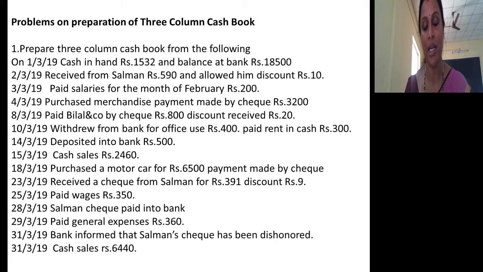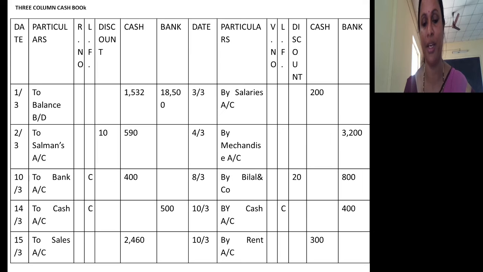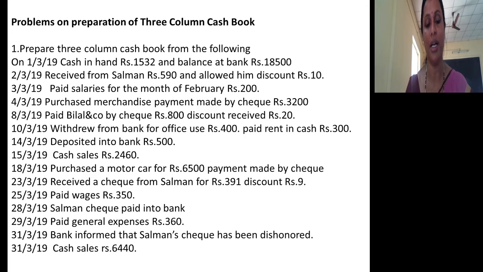Next, paid rent in cash. When you pay rent in cash, what's the journal entry? Rent account debit to cash account. Cash account will be credited. So on credit side, by rent in cash column 300 rupees.